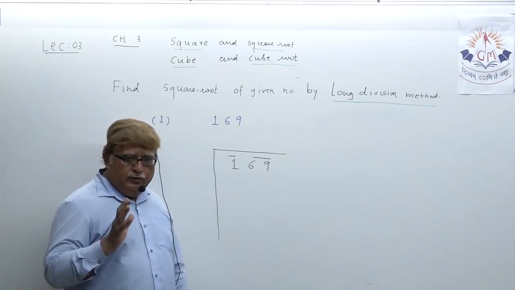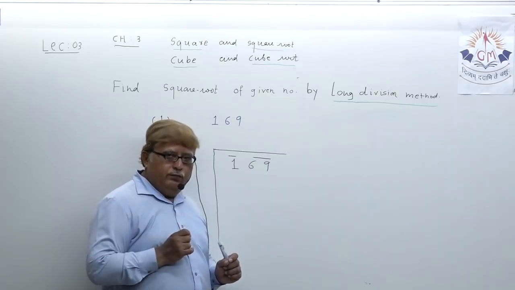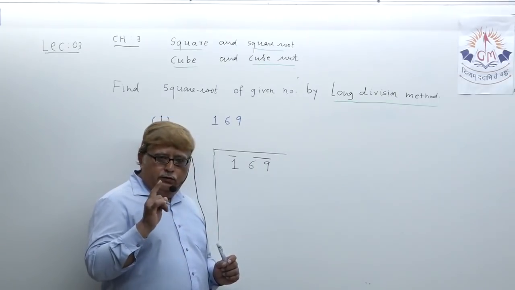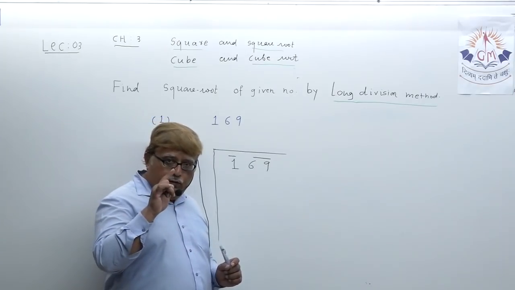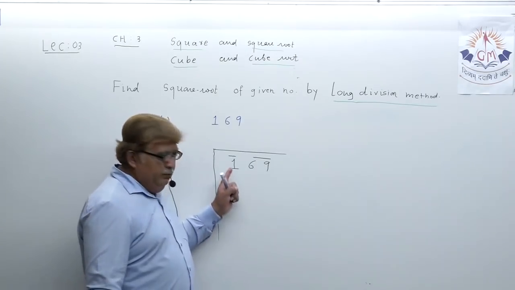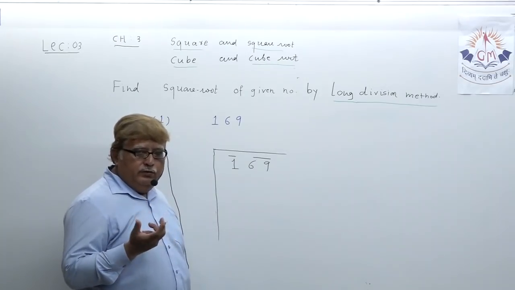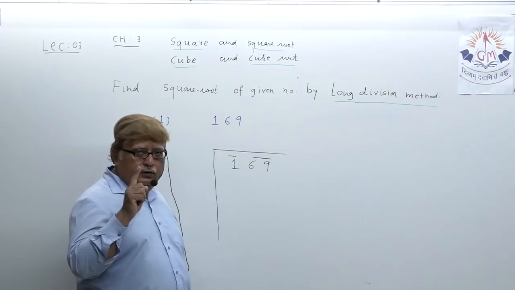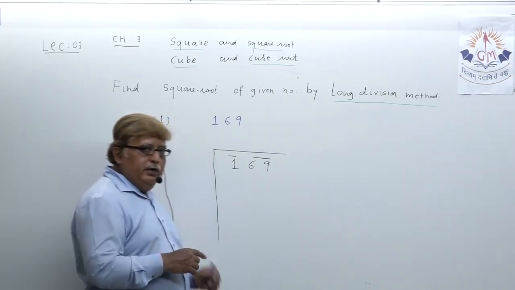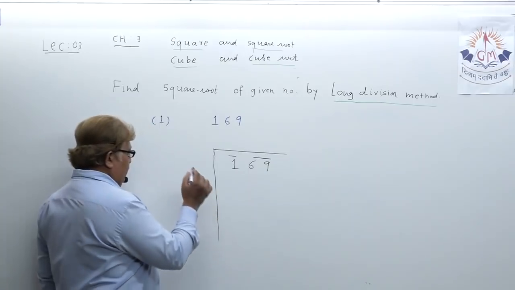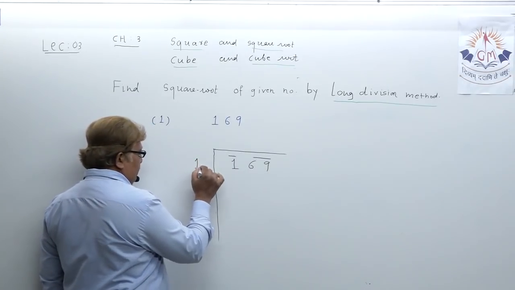Are you catching my point? 1. Think of such a number whose square is 1 or less than 1. Which is that number? 1. Square of 1 is 1. So let us start with 1. You will write this way.